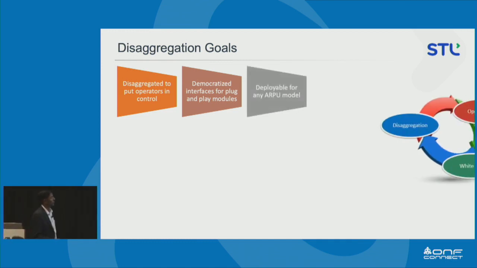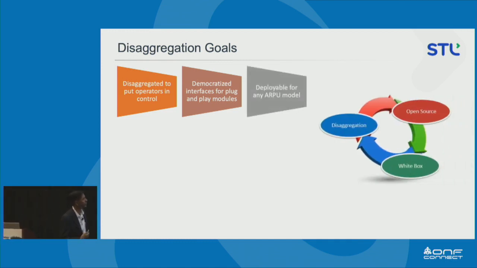Your disaggregation has to allow you to be deployable for any ARPU models. I was talking to one of the attendees here, and the experience was that in one of the countries the ARPU was kind of $2, and the target was to get to $1 per month. So your solution has to ensure that these kinds of things are met.